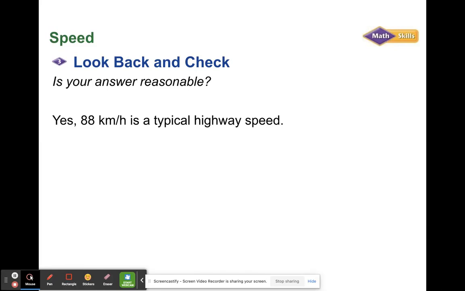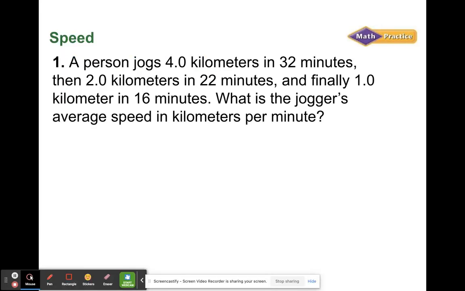When you're all done cranking through everything, does the number seem reasonable? And so this one does. This is like a typical highway speed. So let's do one more.